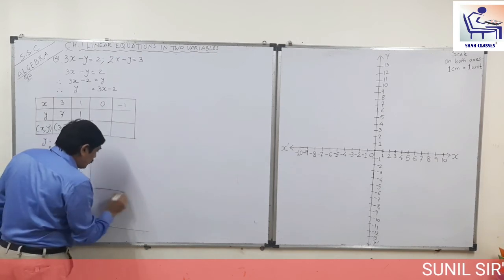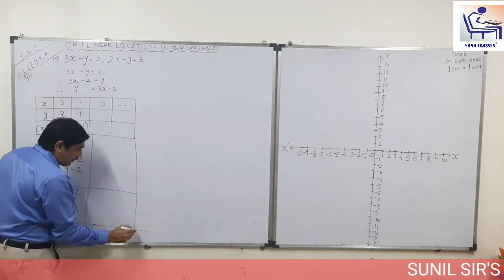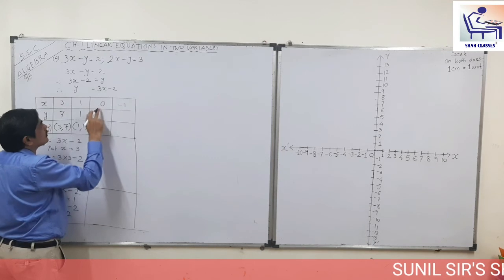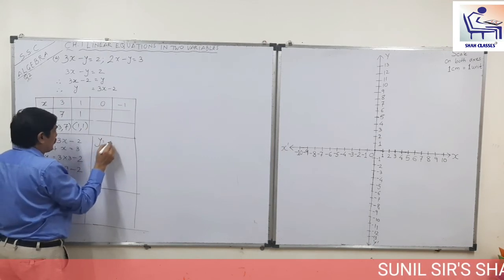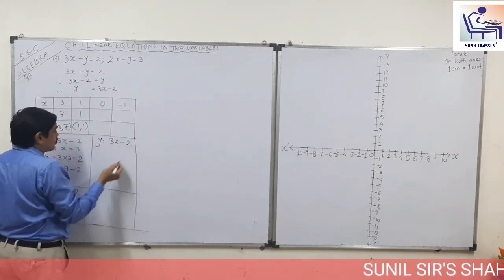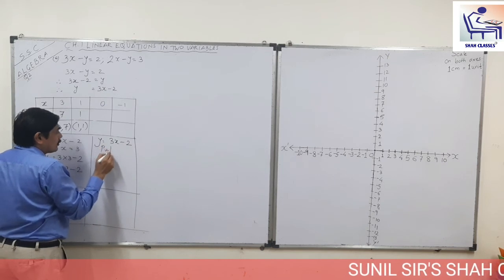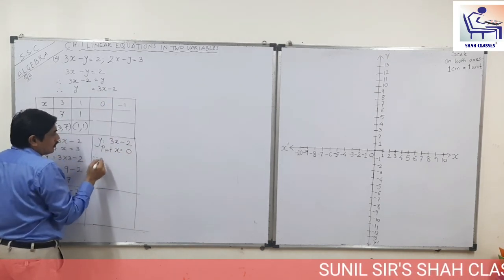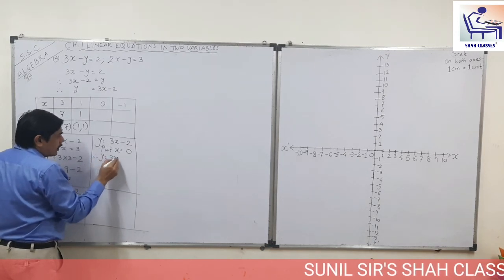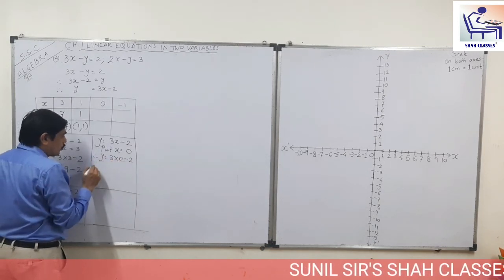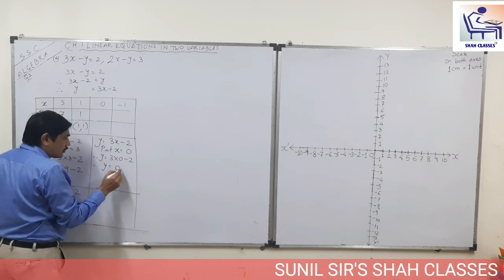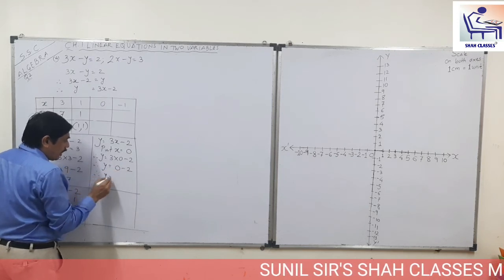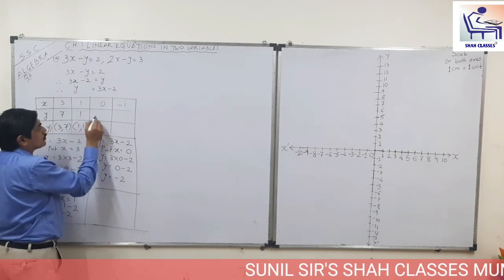Now we are moving towards the third value in this series. So y is equal to 3x minus 2. Put x is equal to 0. Y is equal to 3 into 0 minus 2. Y is equal to 0 minus 2. Y is equal to minus 2.